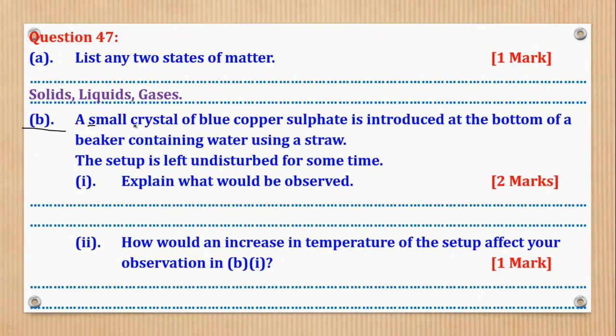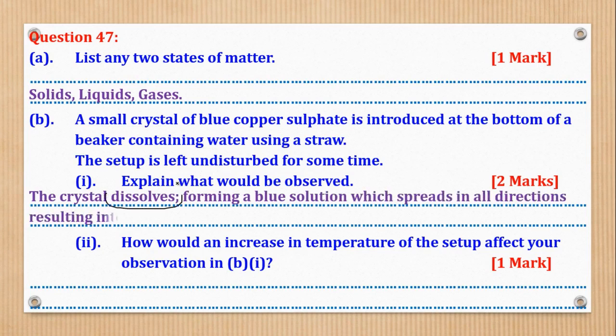Part B says, a small crystal of blue copper sulfate is introduced at the bottom of the beaker containing water using a straw. The setup is left undisturbed for some time. Explain what is observed. So here the crystal will dissolve, forming a blue solution which spreads in all directions, resulting into a uniform solution.